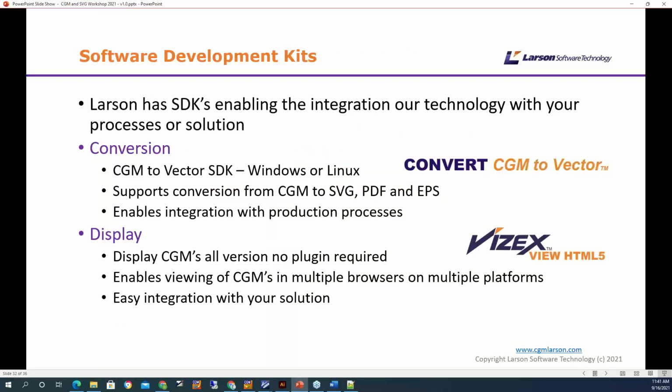So I just mentioned software development kits, and we have a CGM to vector one. You could integrate it as part of an overall process or other software solution that you could build it into. And one I've been mentioning quite a lot is our Visage View HTML5, which is classed as a software development kit. Sometimes people get confused that it's a viewer that's just off the shelf that you can use, but it's actually designed to be integrated with an IETM to view CGMs without a plugin. So we have customers who do both, convert to SVG, but also retain their CGMs.